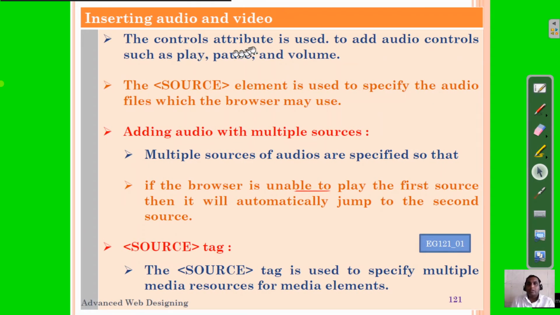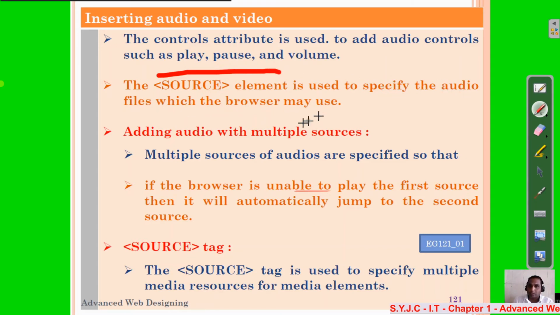The controls attribute is used to add audio controls such as play, pause, and volume button. When you write the controls attribute, it will display the play, pause, and volume button. Now, what is the source element? The source element is used to specify the audio file which the browser may use.